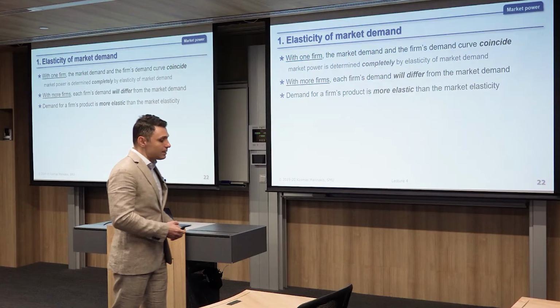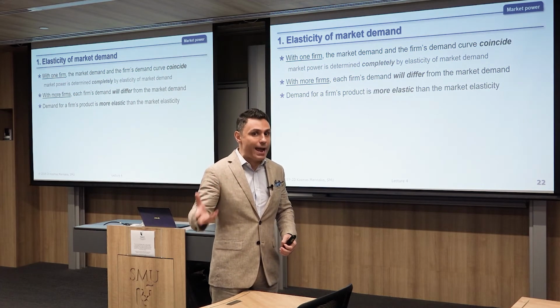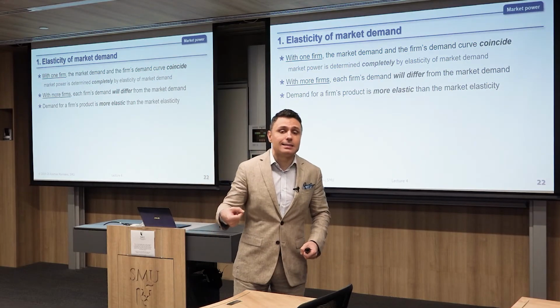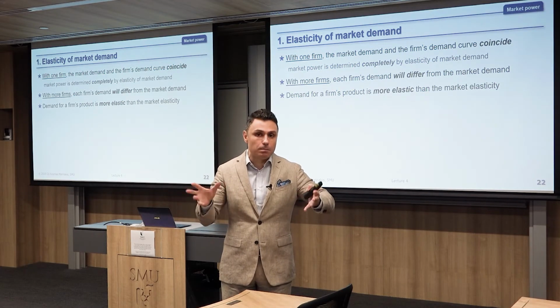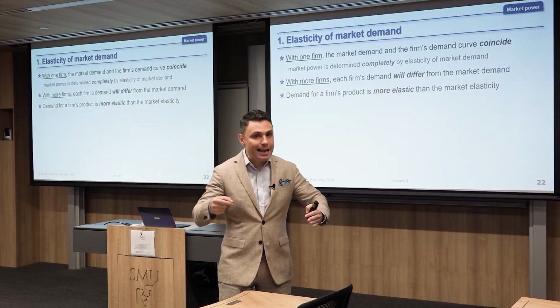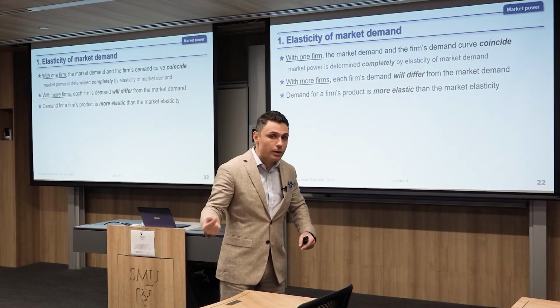With more firms, each firm's demand will differ from the market demand. And here is something that is easy to understand when I say it, but difficult to understand why it happens. The demand for a firm's product, the demand for a brand, is more elastic than the market elasticity, the elasticity for all brands together, no matter what brand this product is. So the elasticity for the brand is higher than the elasticity for the product in general.